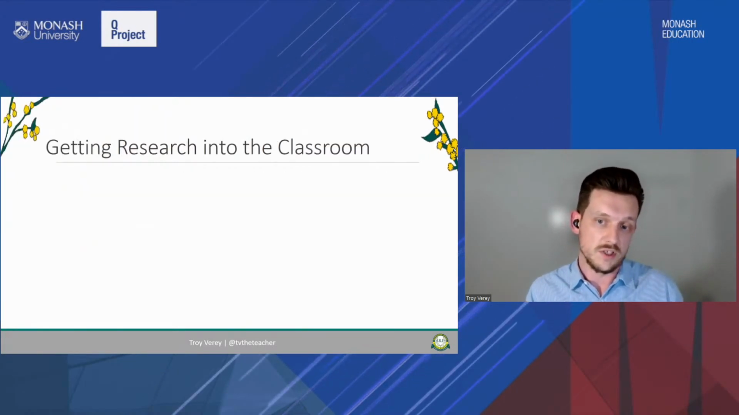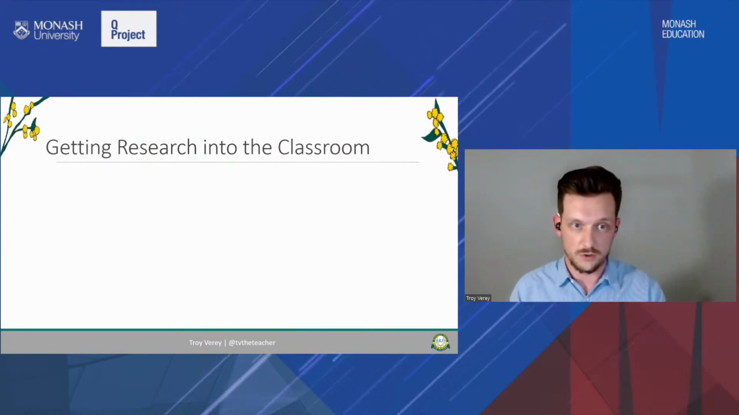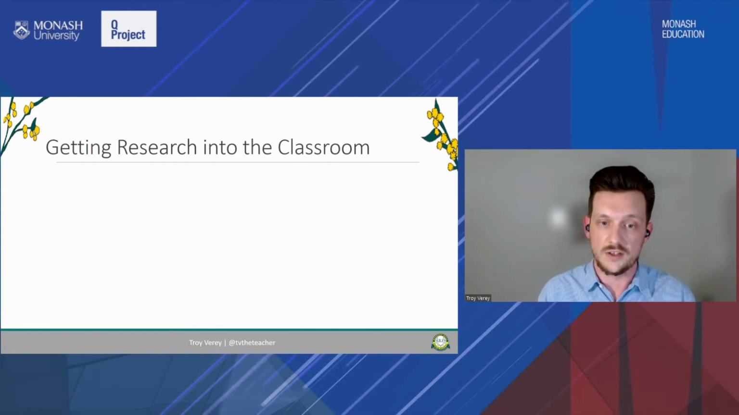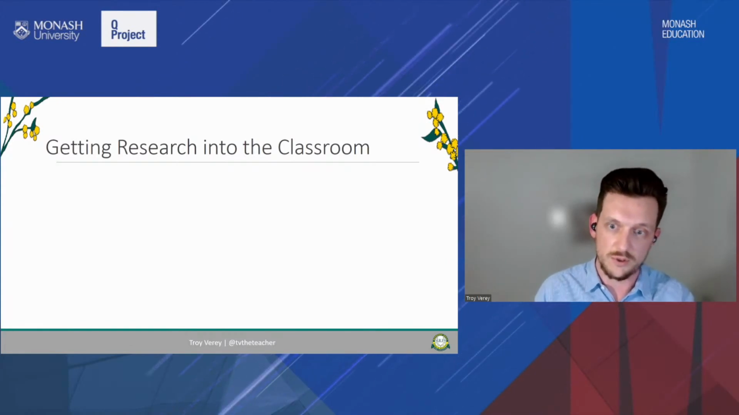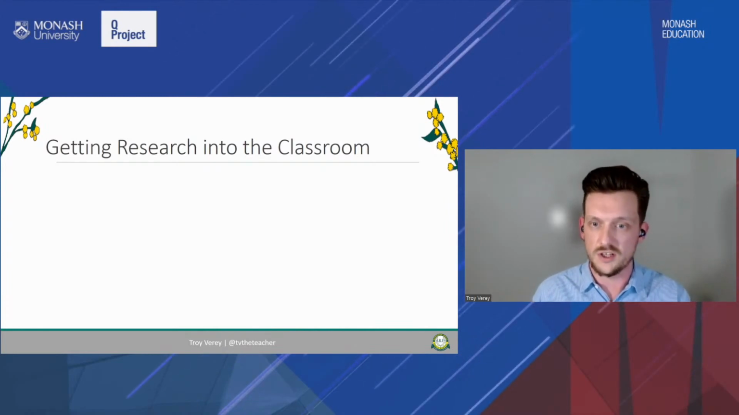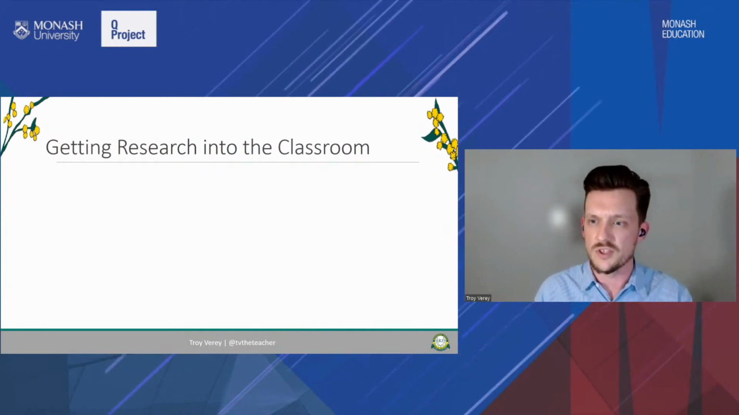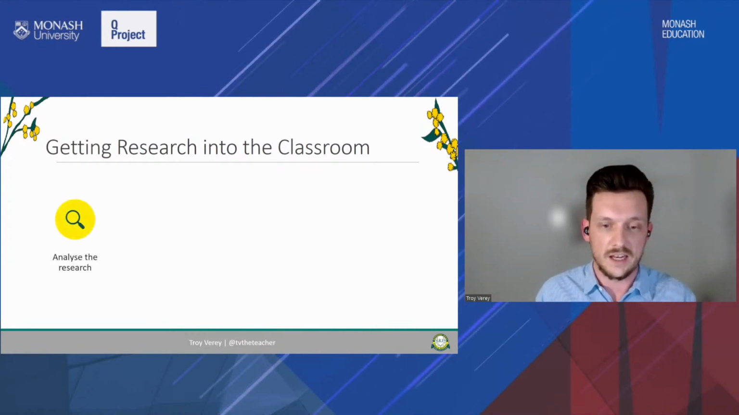So as a way of getting research into the classroom, I've come up with a bit of a strategy to make sure we're giving that quality education. Hopefully they're five simple steps. They're quite in depth once you're working through them. You don't have to tick one off to go to the next one, but they're just helpful underlying principles to help you get research into the classroom. So the first one is analyse the research.